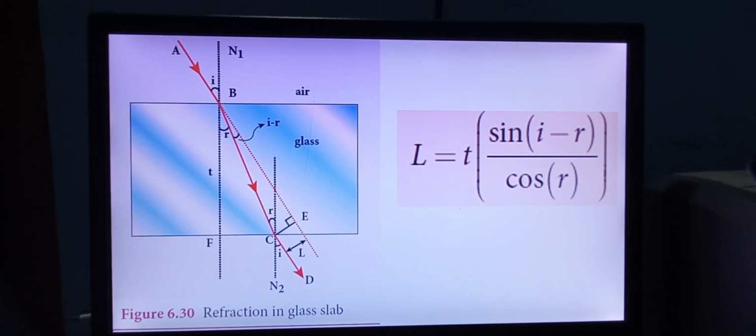Next, refraction in glass slab. So A to B, then B to C, C to D. Here L is said to be lateral distance or lateral displacement, air medium, glass medium. And then the formula for lateral displacement L will be equal to t into sine of (i minus r) by cos of r.